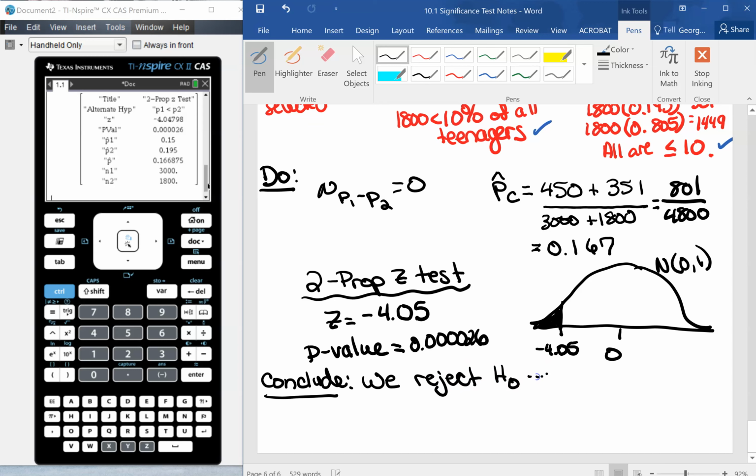I'm going to shorten that just a little bit. You know what goes there. We reject the null hypothesis because our p-value is smaller than our alpha. And we do have convincing evidence.